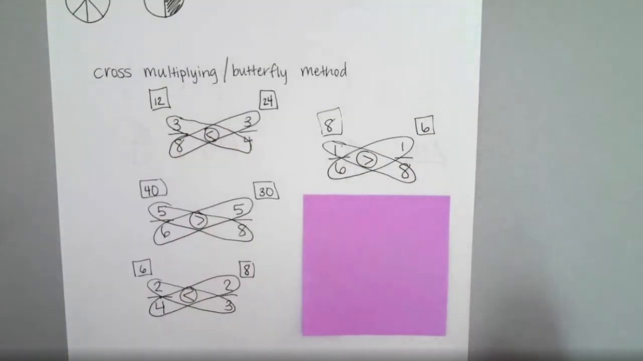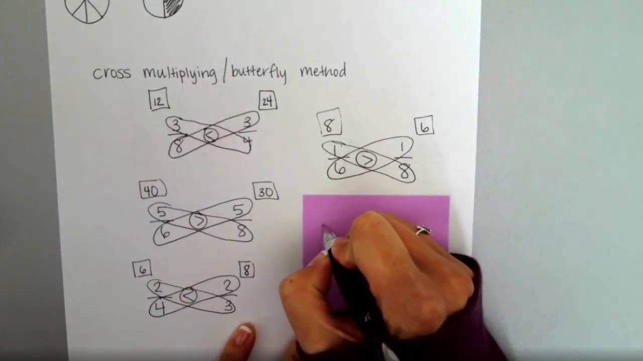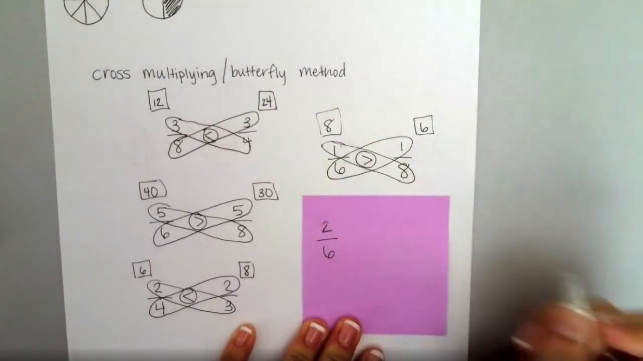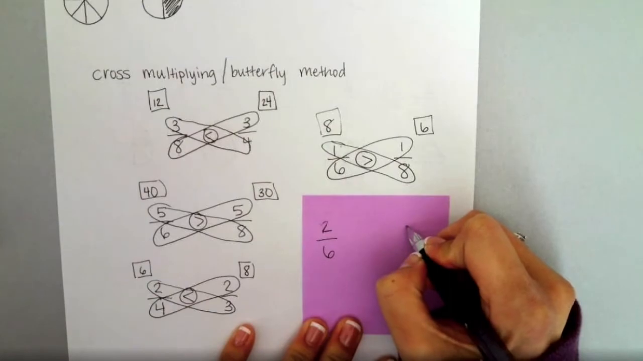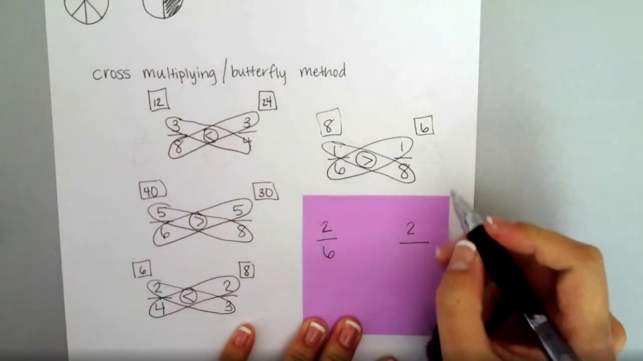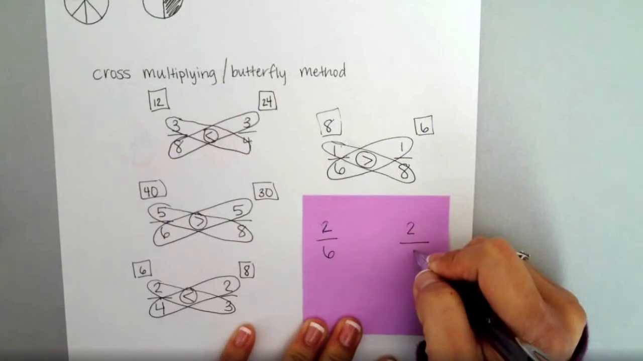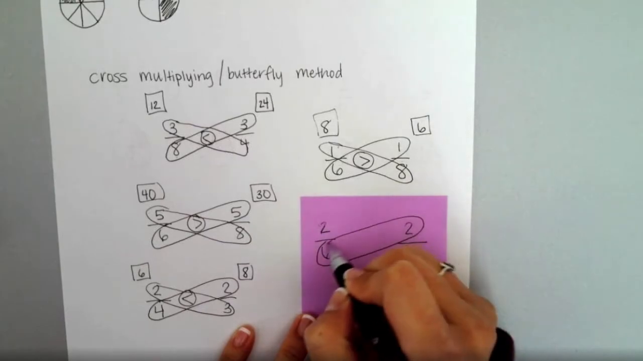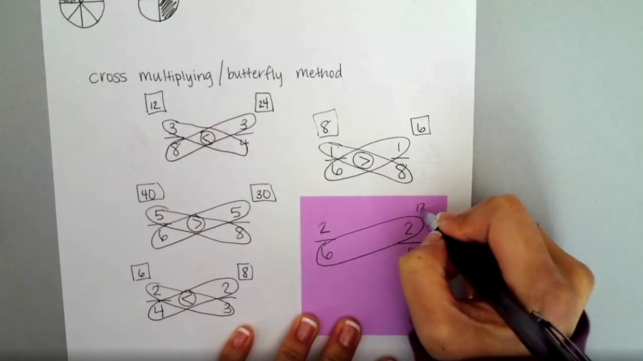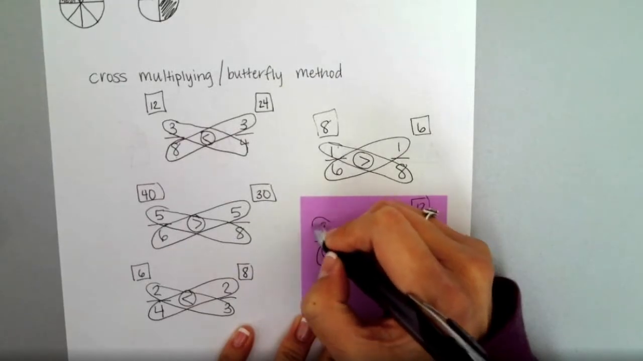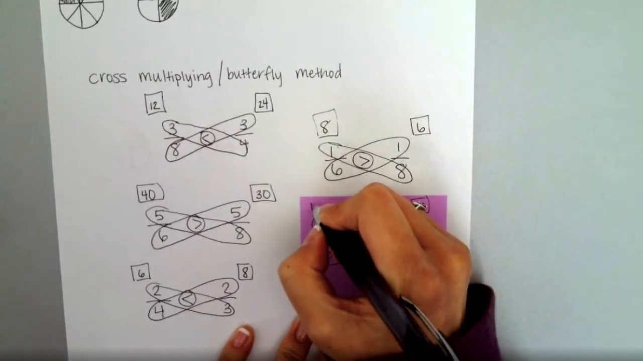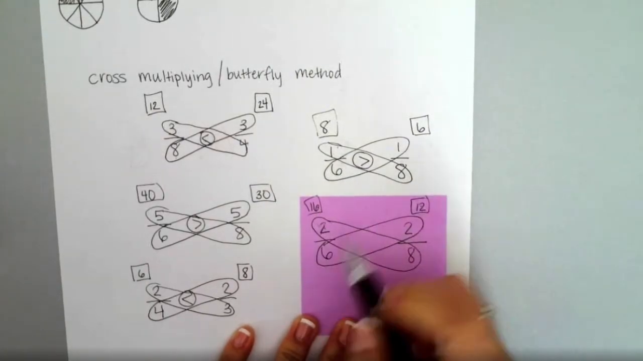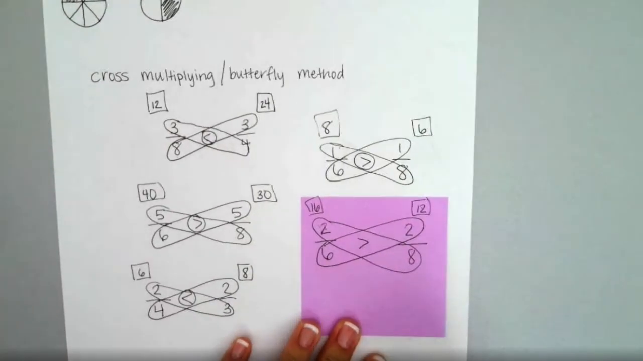Last one to try on your own. Okay, let's use 2/6 and 2/8. So I can cross multiply. 6 times 2 is 12, and 2 times 8 is 16. So I know 16 is greater than 12, so 2/6 must be greater than 2/8.